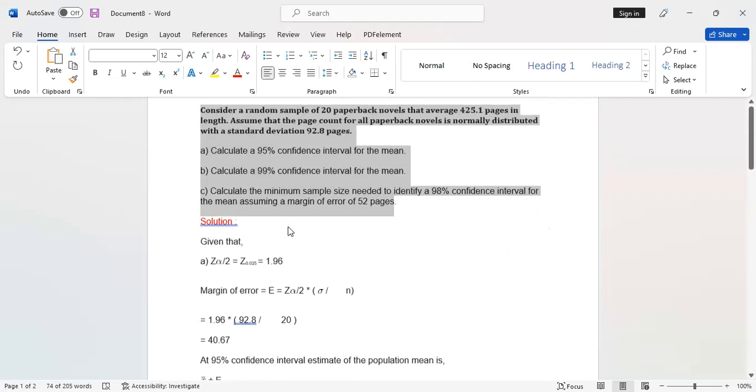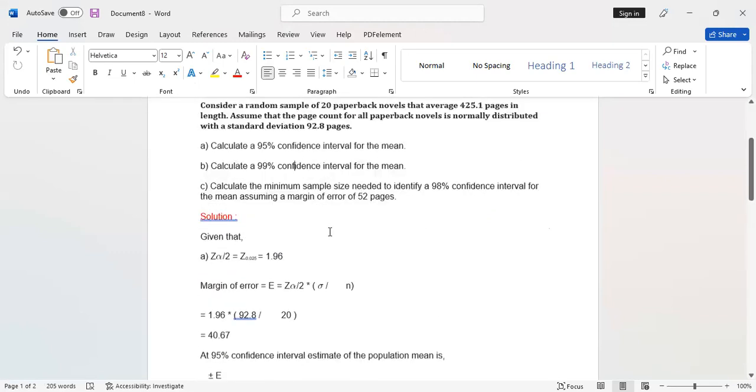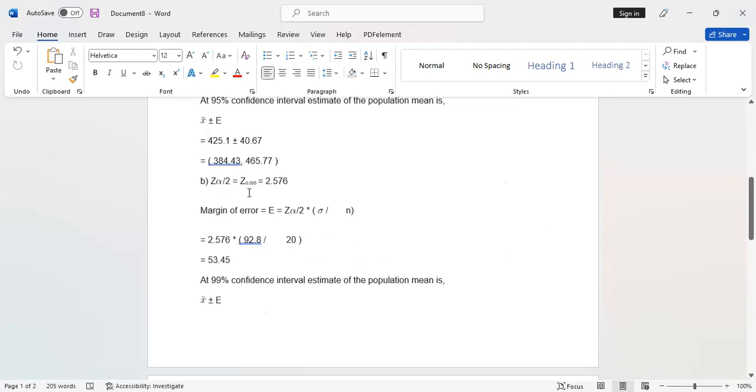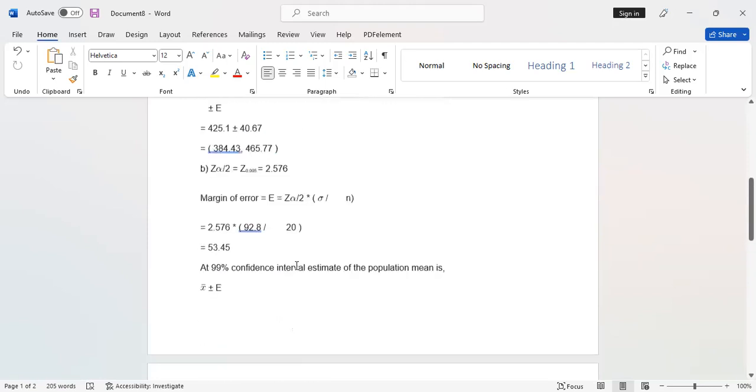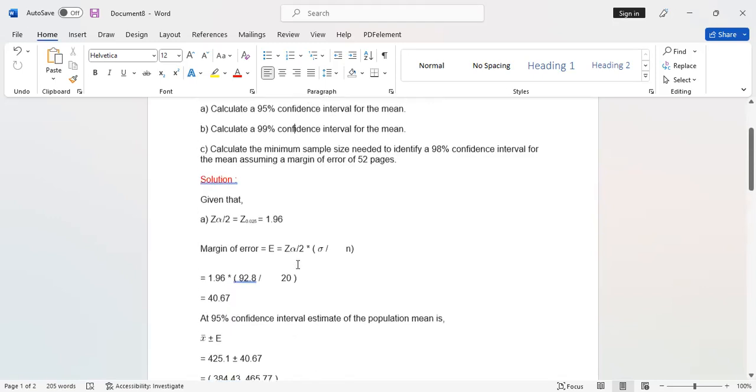Part B, find a 99% confidence interval. The same way, the Z for 99% is 2.575. If I get the margin of error, then you use the mean plus or minus the error, and you get the interval. I hope you're understanding what I'm saying.